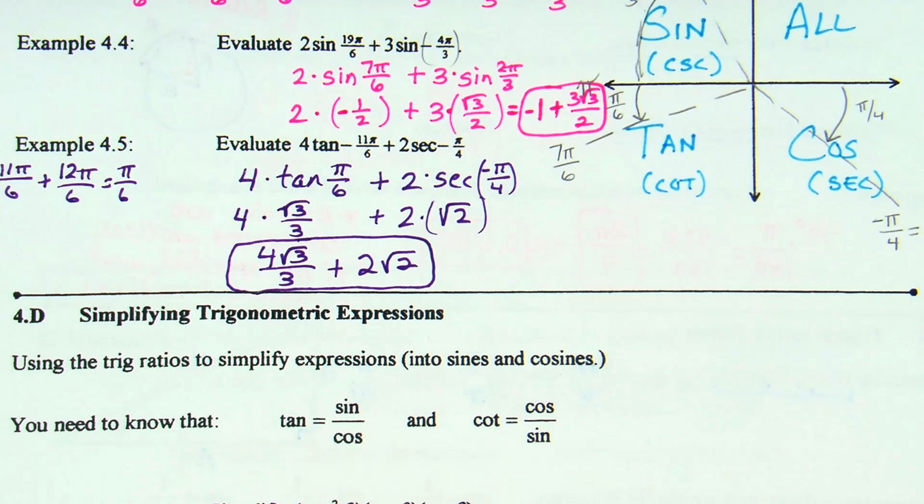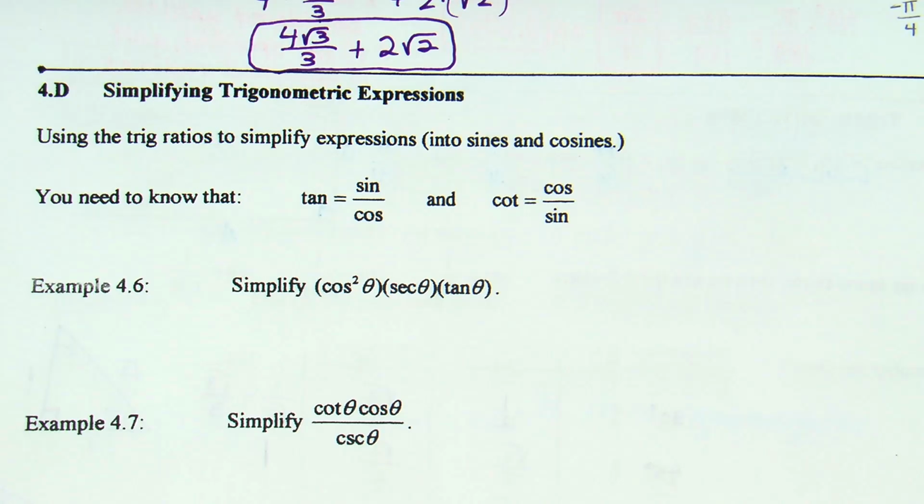Okay, using the trig ratios to simplify expressions into sine and cosine. So that's what we're being asked to do here, is into sines and cosines. Just remember, one of the things we talked about last year, everything can become sine and or cosine. So remember, tangent is sine over cosine. Cotangent is cosine over sine. And we've already talked about the reciprocals. So, simplify. You guys didn't really like the simplifying, but if I tell you everything goes to sines and cosines, there's your huge hint, isn't it?